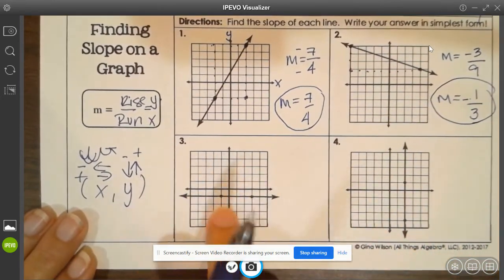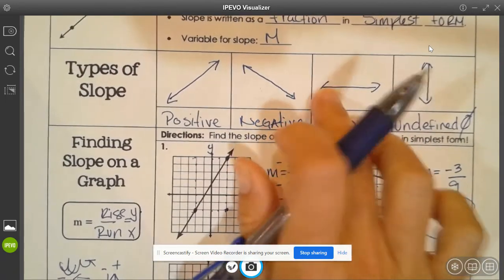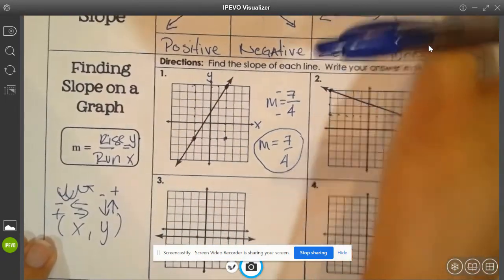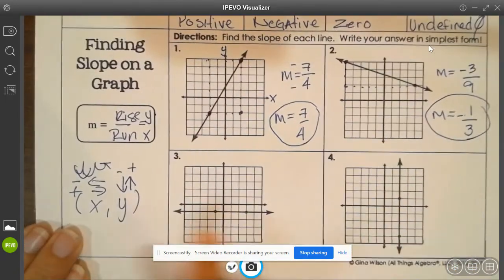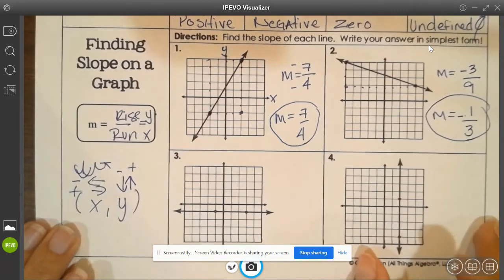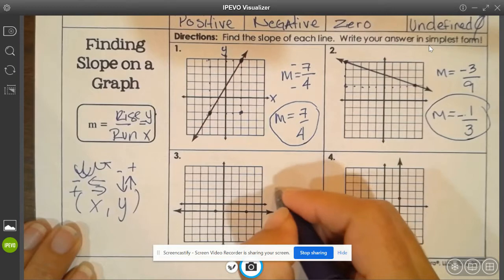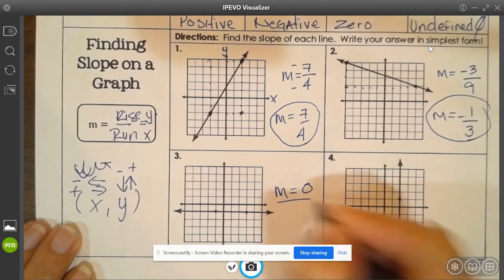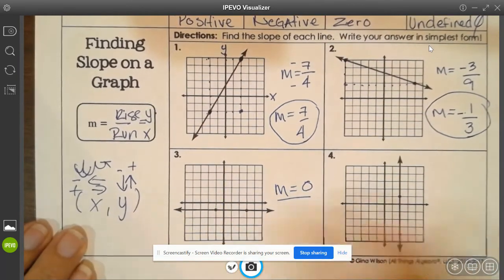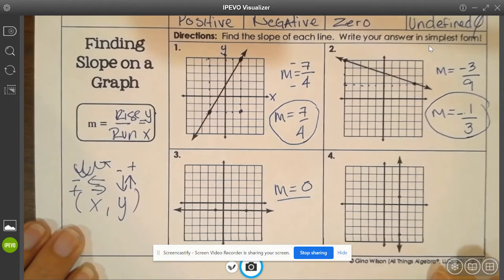Let's keep going. This is a zero slope. And what do I mean by that? Well, there's no movement. There's no inclination, right? There's no slope. So this slope is going to be m equals 0. All horizontal lines have 0 as a slope.